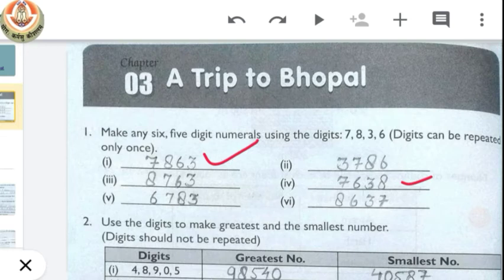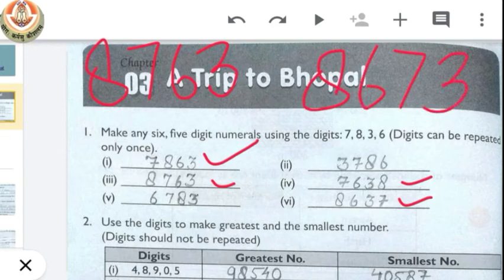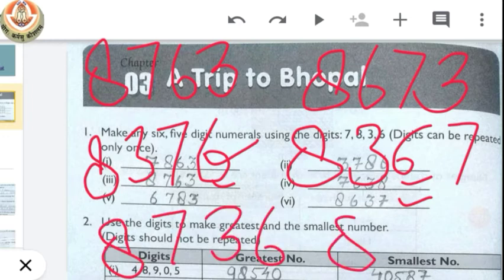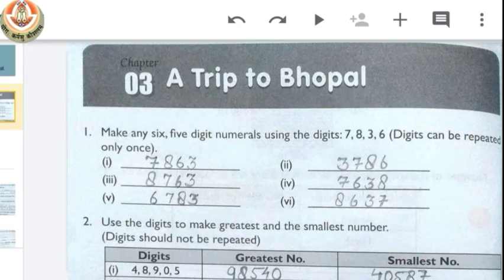Similarly, you can see here when we put 7 in thousand place, we can also write 7638. Now when we write 8 in thousand place, we can make so many numbers like 8763, 8673, 8376, 8367, 8736, 8637. That means so many numbers. And similarly we can do for other numbers when we put 3 in thousand place and when we put 6 in thousand place. So here we have to make any 6 numbers.